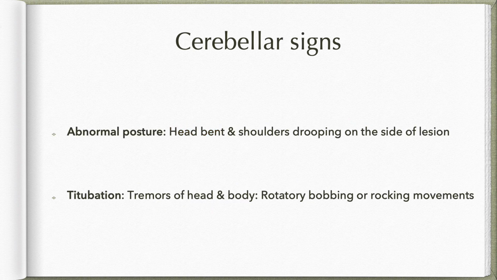You can also observe the patient's posture. Usually with unilateral lesion, the patient's head will be bent and shoulders will be drooping on the side of the lesion. Patient demonstrates titubation, that is, when the patient is sitting in a place, there will be tremors observed in the head and body. Usually these are rotatory bobbing movement or rocking movement, again seen on the side of the lesion.